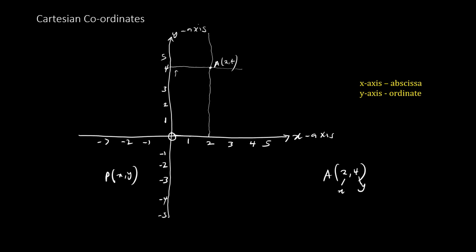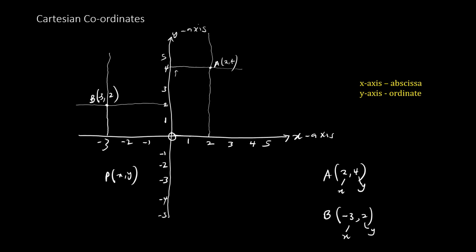and this is 2, 4. Another example, if you have a point B with the coordinates negative 3, 2. So on x-axis, we have the negative 3, and on y-axis, we have the positive 2. So let's go back to our plane. On the x-axis, we have the negative 3, so we trace this up. And on the y-axis, we have 2, and we trace this. So this point, where these two lines meet, is point B with coordinates negative 3, 2.